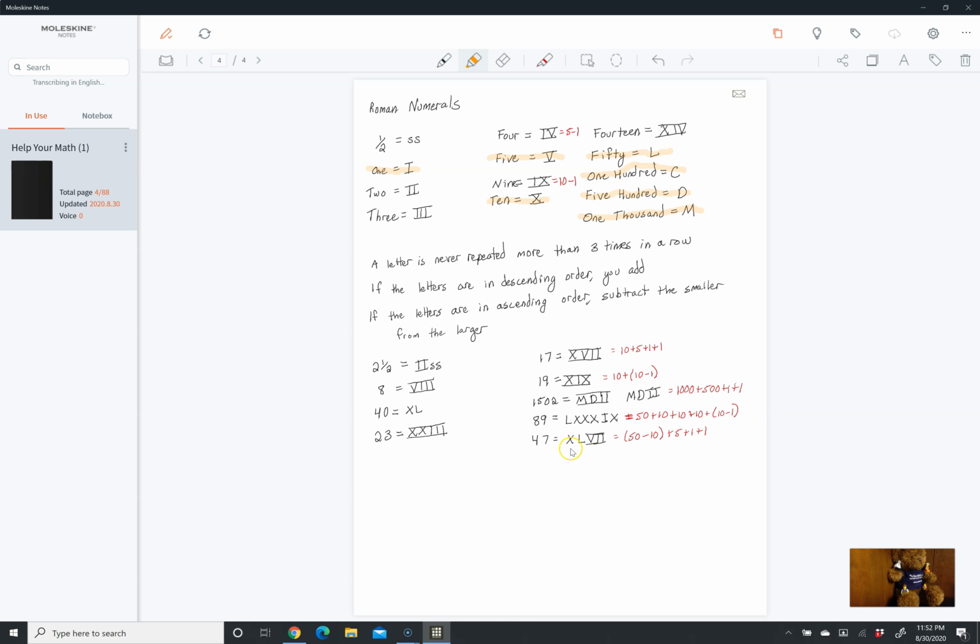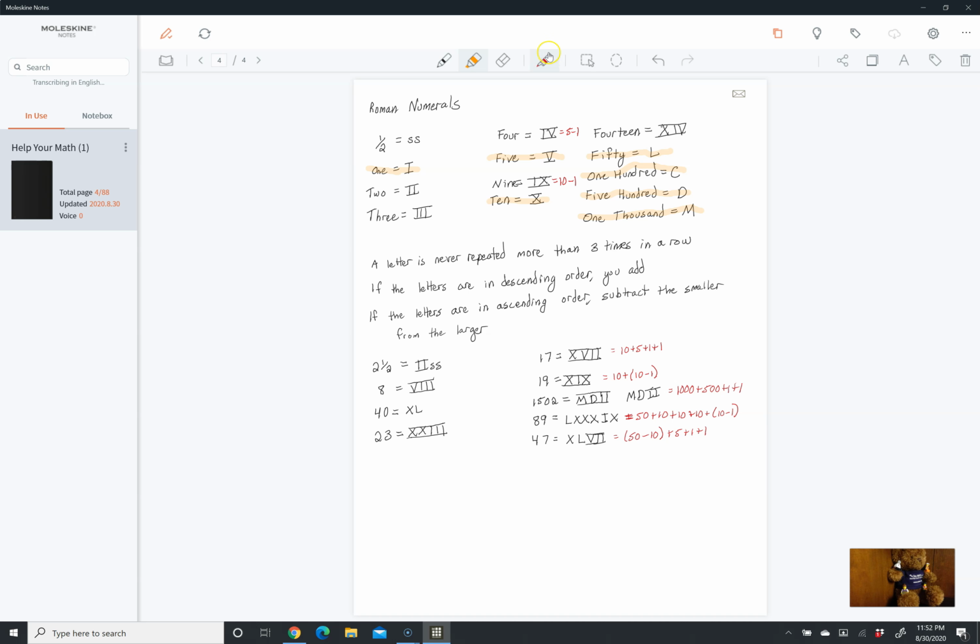Okay, so notice when the letters are going up in value, we subtract, okay, until they start going down. We know when to start subtracting because now they start going down again, right? So once they stop going up, we know we subtract. Okay, let's go the other way.